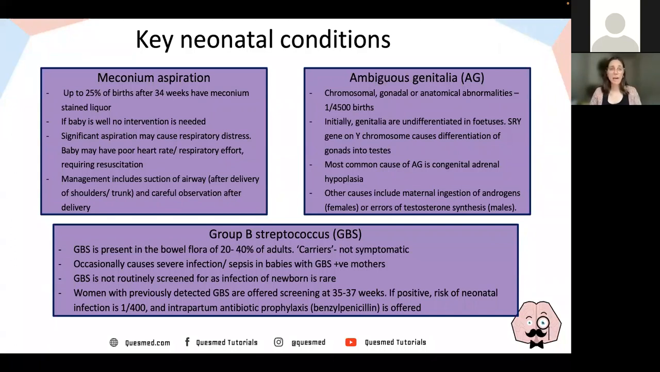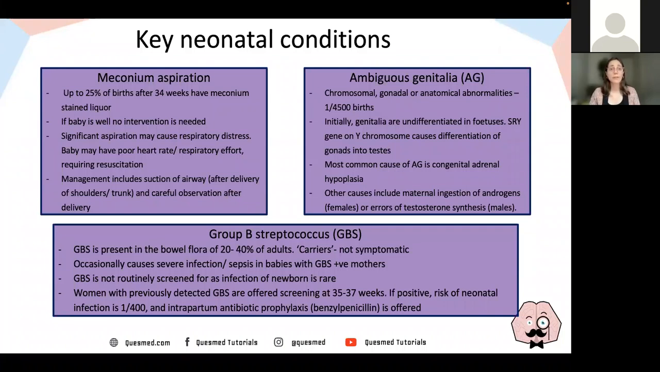post-term births more than term births, but up to 25% after 34 weeks might have meconium stained liquor. If the baby does aspirate the meconium, that's when issues occur. Just because there's meconium in there doesn't mean the baby has aspirated it. You don't have to do very much, but that's one of the things to look out for when a baby is born and you're doing the Apgar score.